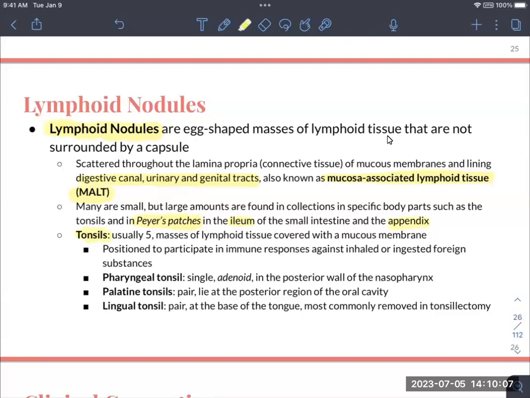And anything that is ingested, so anything, well, inhaled too. So you breathe in or it goes in through your mouth, your tonsils are making sure that we are trying to protect you from any type of bacteria or pathogens that are coming in through this route. We have the pharyngeal tonsils. They're also known as adenoids. They are on the back of the nasopharynx. So they're at the back of the nose. That nasal cavity, the very back of that cavity, is the pharyngeal tonsils.